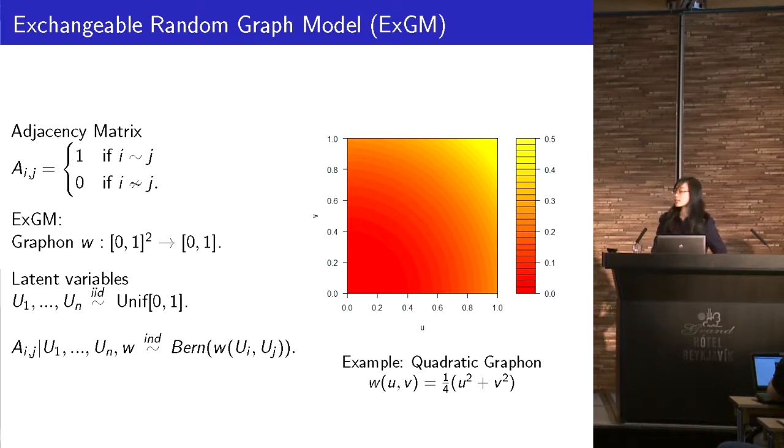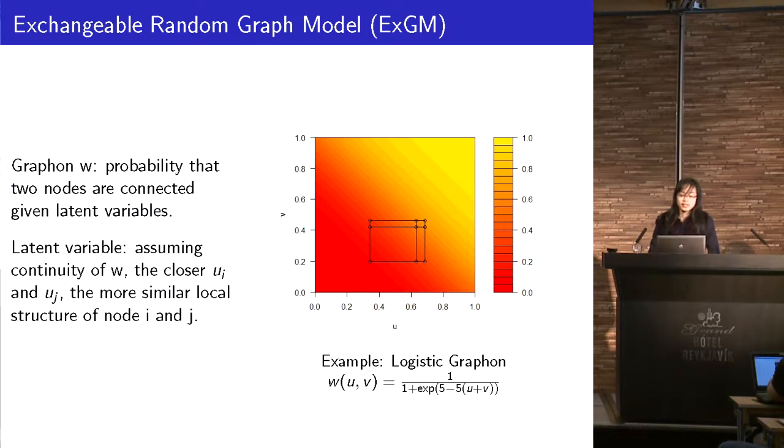The plot is a quadratic graphon, which we will use in later simulation. Basically, here W represents the probability that two nodes are connected given their latent variables. If you assume the continuity of the graphon, the latent variable measures how close nodes are. So basically, the closer the latent variables U_i and U_j, the more similar the structure of nodes i and j. This is a logistic graphon, which is used in many models. And the small 3x3 adjacency matrix is specified by the grid probability.